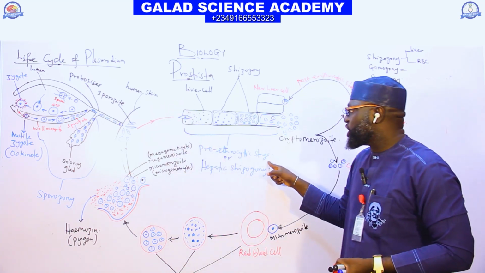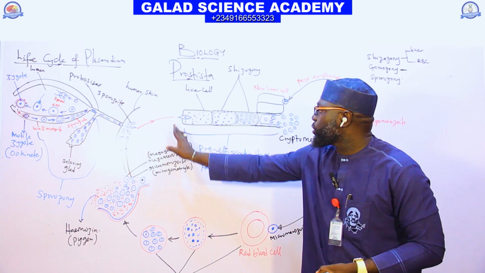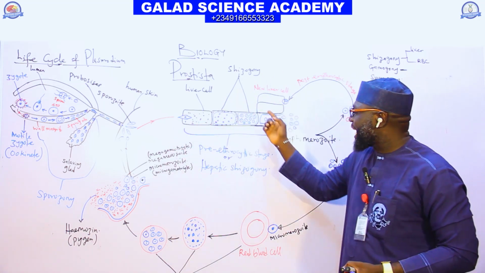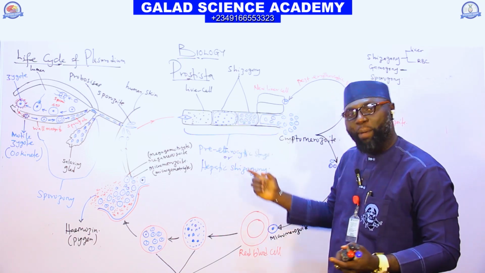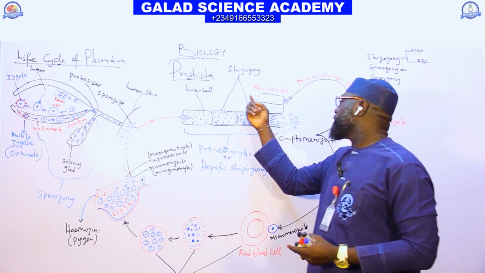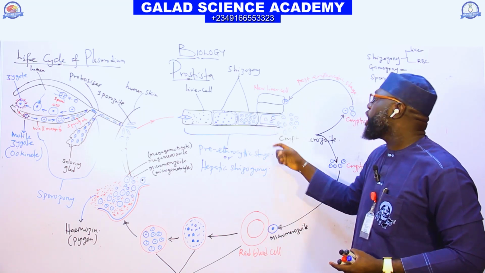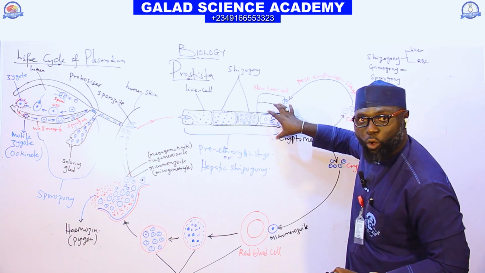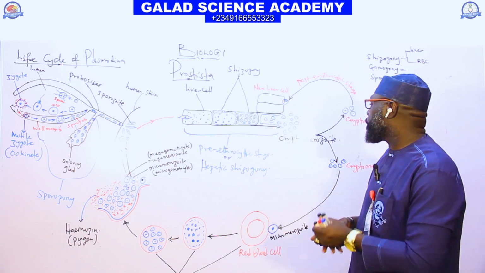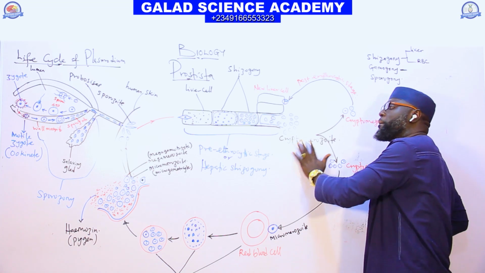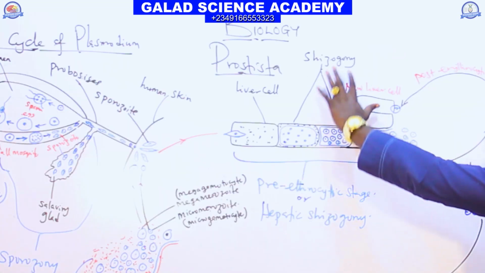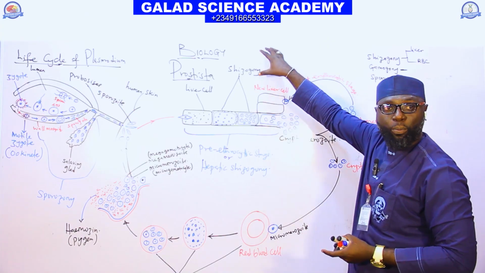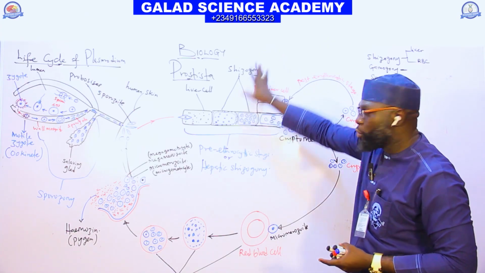Pre-erythrocytic stage. In getting to the liver, the sporozoite will enlarge, and the nucleus will divide. Each nucleus will be surrounded by cytoplasm and cell membrane. When it gets to maturity, the liver cell will break and produce cryptomerozoites. And because of the zoogony that takes place there, which is asexual reproduction by multiple fission.